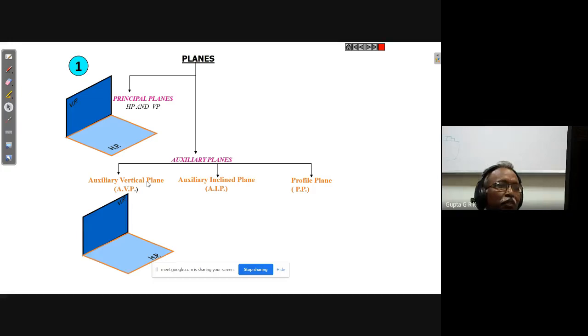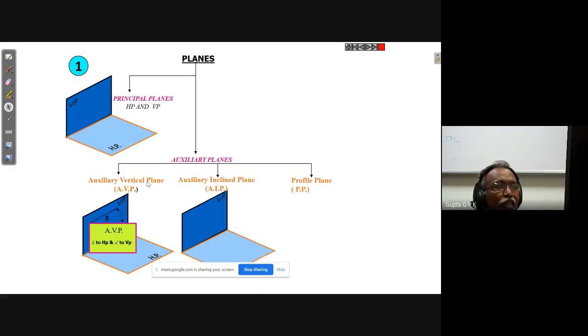You can see this is VP and HP. There can be another plane which is perpendicular to HP but inclined to VP. This is called the auxiliary vertical plane. Similarly, there can be any plane perpendicular to the vertical plane but inclined to the horizontal plane at an angle. We don't call it an auxiliary horizontal plane because the horizontal plane is horizontal, there is nothing else. It is inclined. So we call it the auxiliary inclined plane, which is at some angle with the HP. So, auxiliary vertical plane and auxiliary inclined plane.